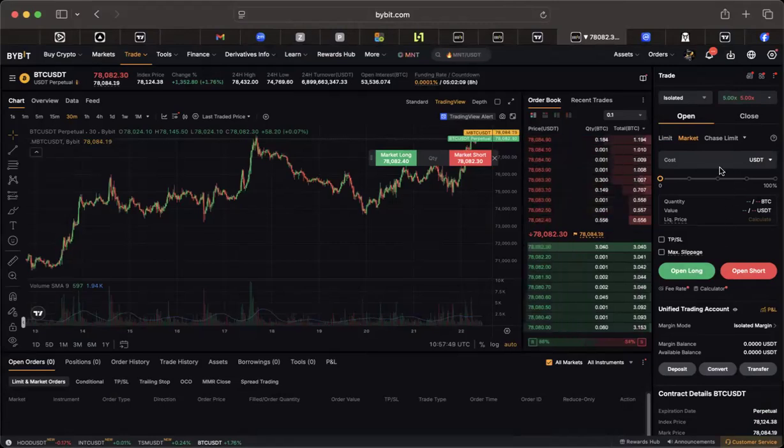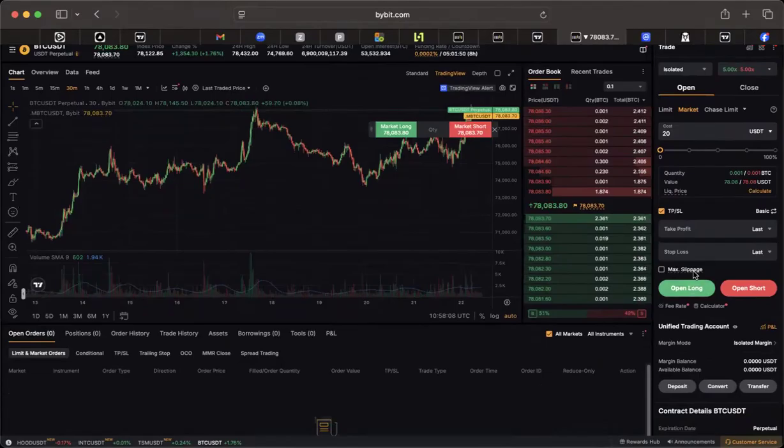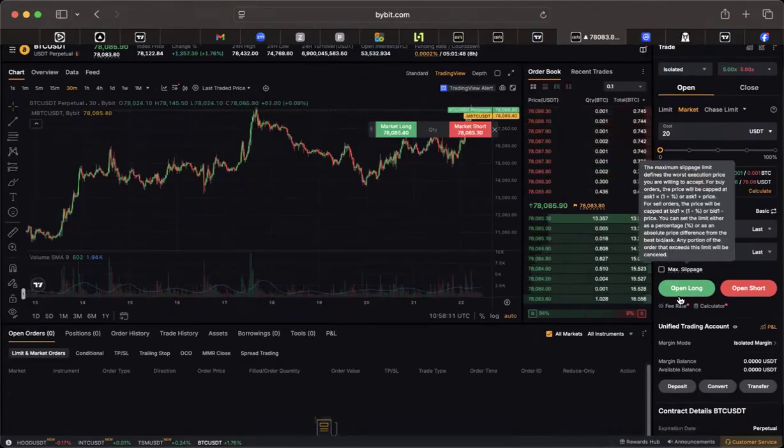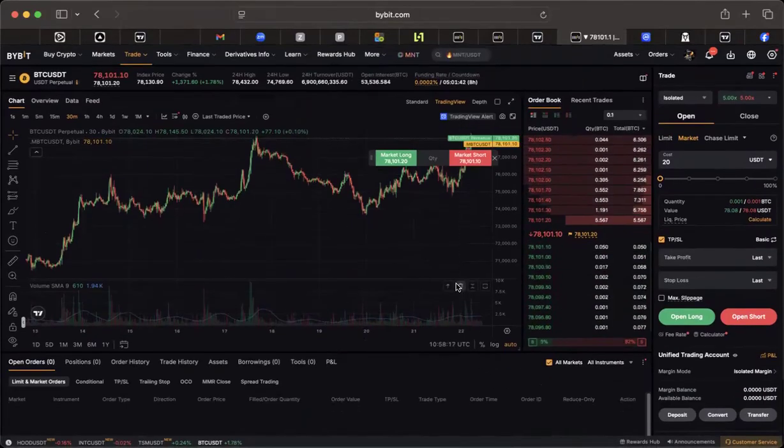So how much? Probably you want to put in $20. Five times this is the value. And of course, you want to put take profit and stop loss. You want to put all of those things at the market price, and then open long or short. Now, why am I showing us this?